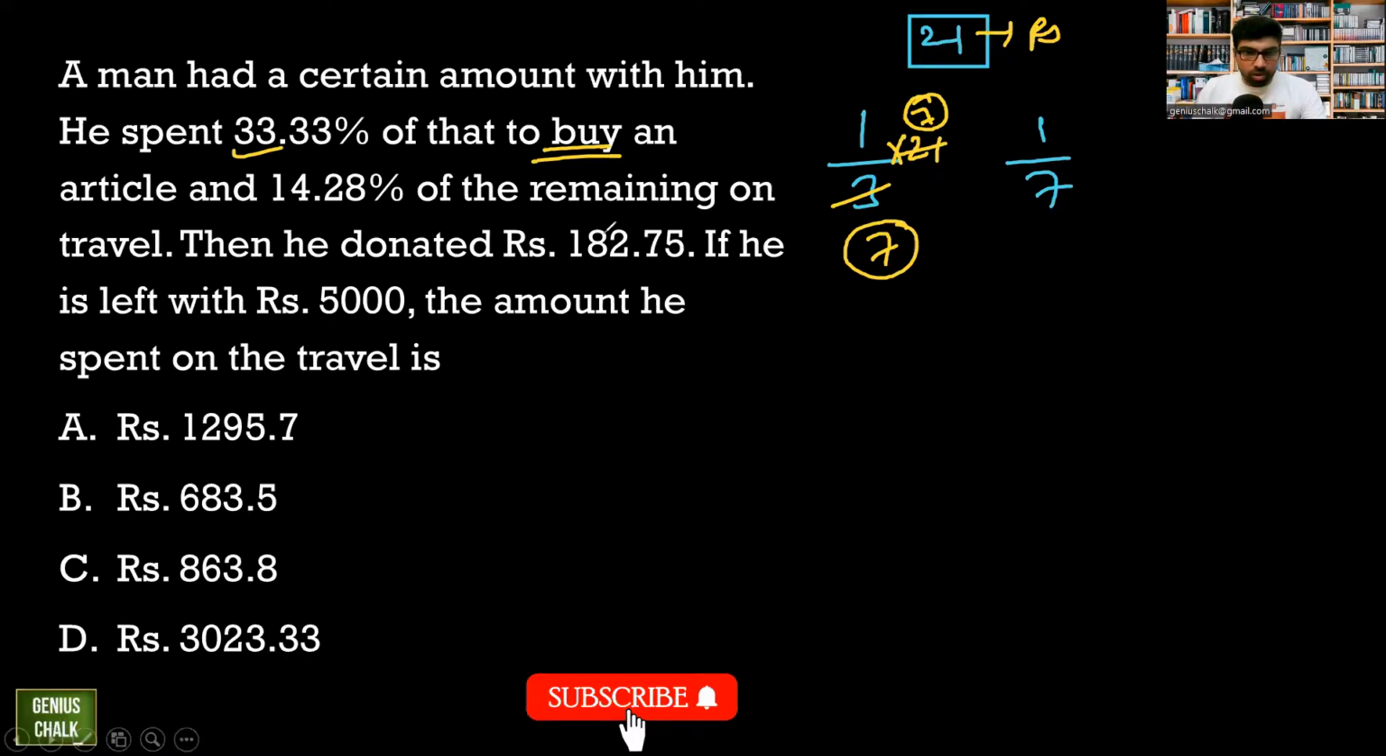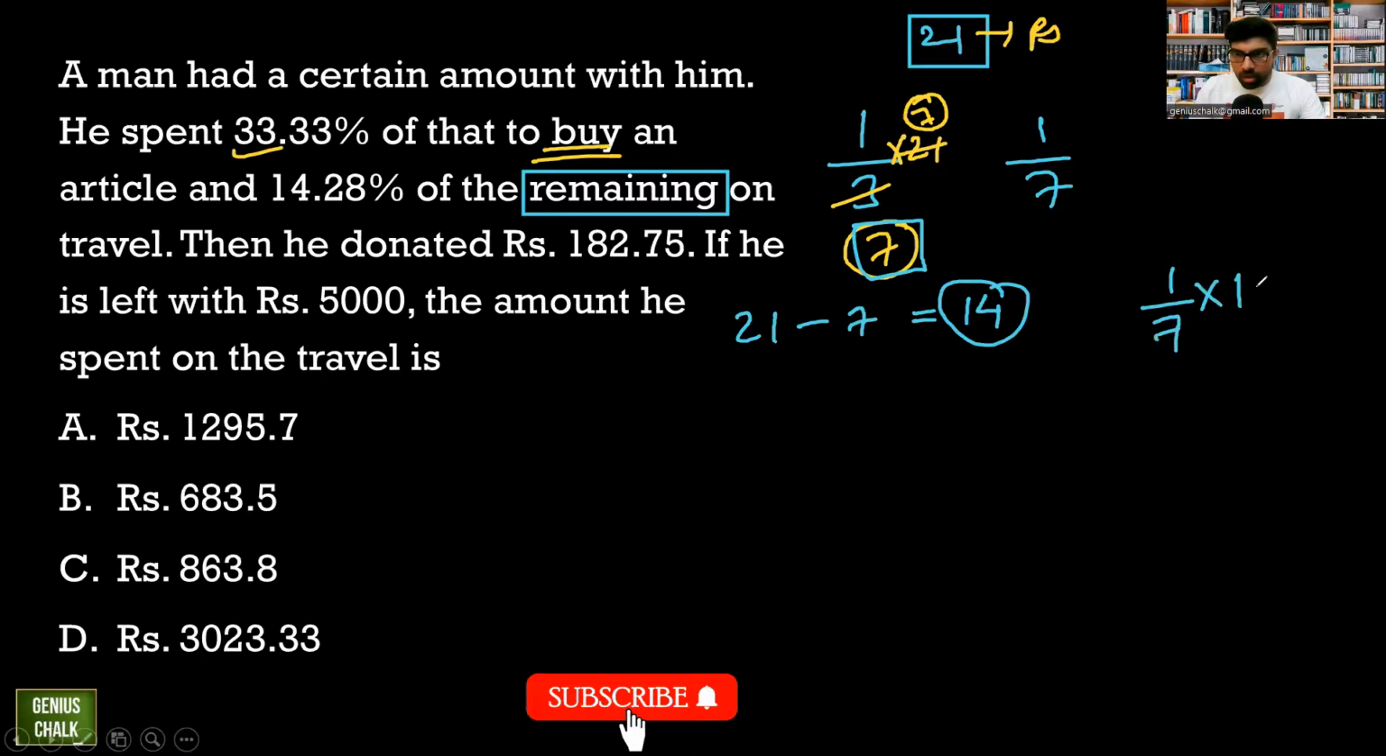Now, second case is where he's saying that he's using 14.28% of the remaining. Please focus on this remaining, guys. So I had total 21. Out of that, 7 I have used in buying the article. That means I'm still left with 14. Out of that 14, I'm using 1 by 7 of that. So 1 by 7 of 14 is 2.